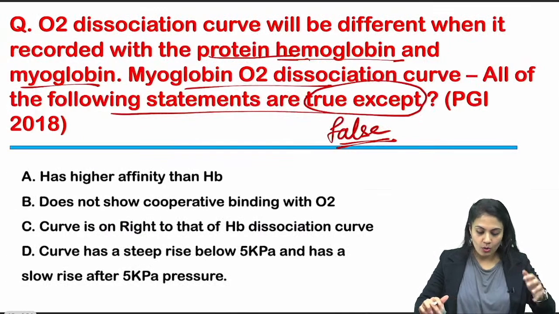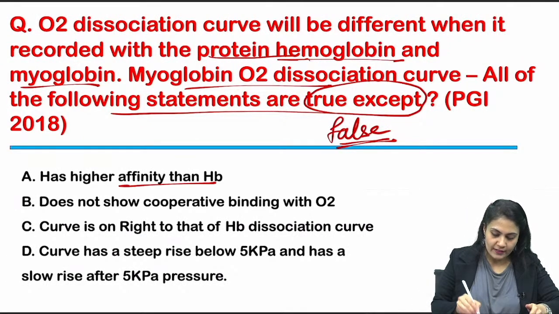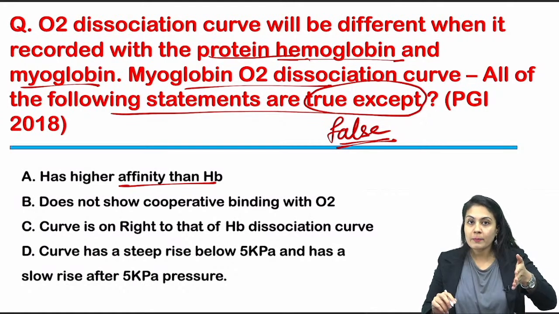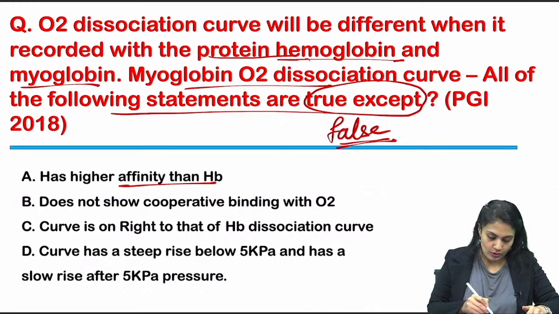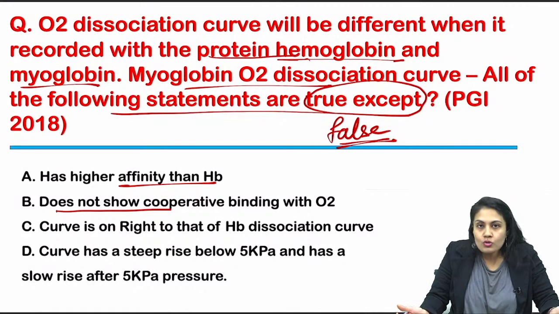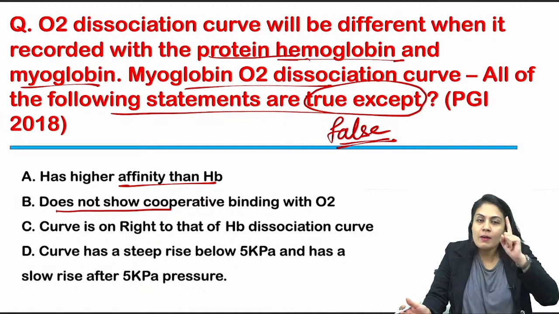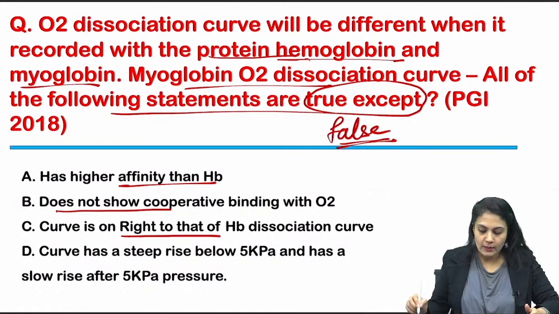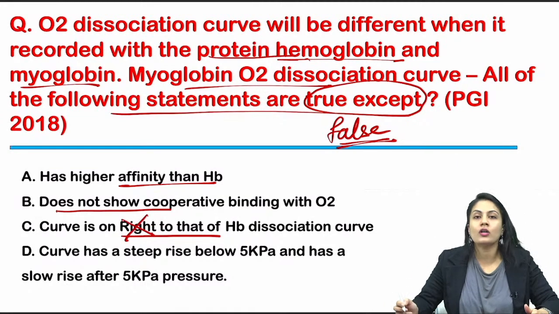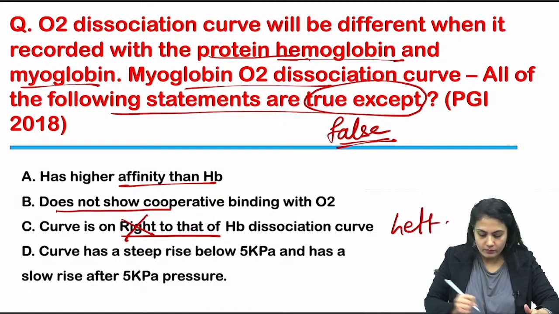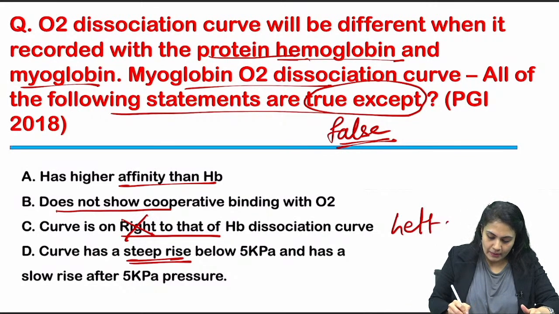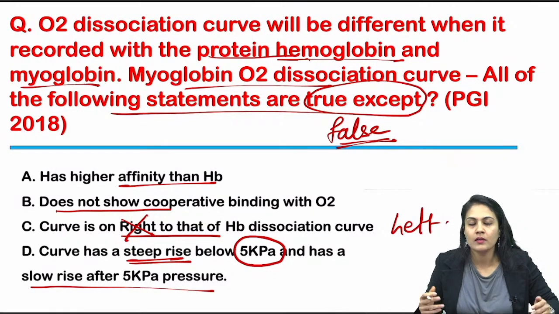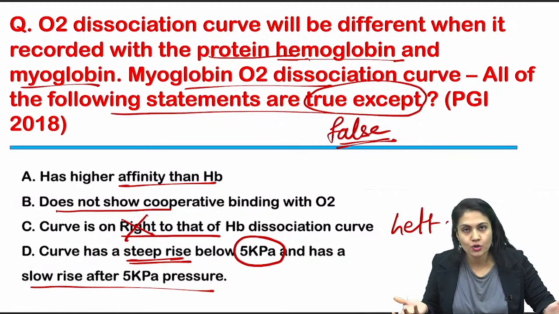Yes, so let's go towards the options. It has higher affinity than hemoglobin, that's true. In less pressure, it is going to bind to more oxygen. Does not show cooperative binding, that is also true. There is no use of cooperative binding. Why? Because it is binding only to one oxygen molecule, right? Curve is right to that of the hemoglobin dissociation curve. It is towards the left. Curve has steep rise below 5 kilopascal and slower rise after 5 kilopascal. That is also true because it will get saturated till that point.